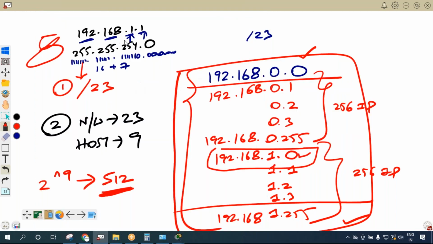As per this subnet mask, subnetting goes like this. It says 1.0 is a usable IP. If this is the subnet mask 255.255.254.0, then 192.168.0.0 is the network, 1.255 is the broadcast. Rest all 510 IPs are the usable IPs. They are in the same subnet. Big subnet you have created, a big subnet having 512 IP, 510 are usable IP. Getting the point?